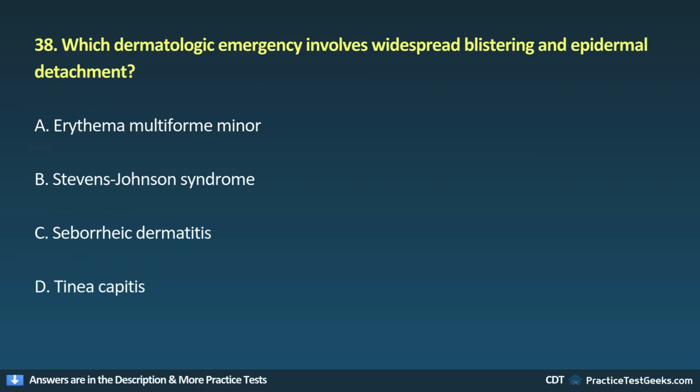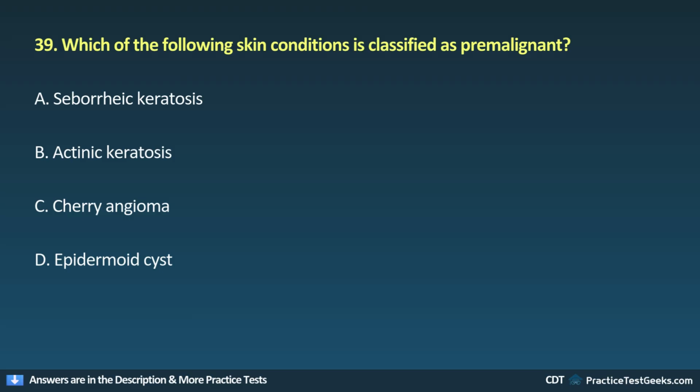38. Which dermatologic emergency involves widespread blistering and epidermal detachment? A. Erythema multiforme minor. B. Stevens-Johnson syndrome. C. Seborrheic dermatitis. D. Tinea capitis.